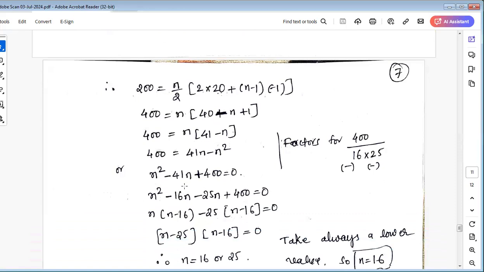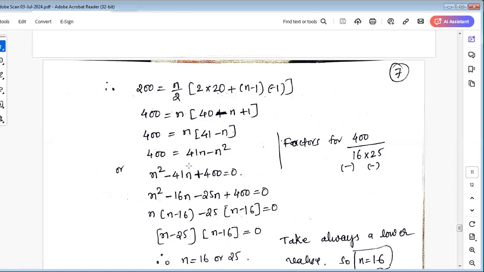So this is a quadratic equation having C value 400, and for that 400 we have to determine the factors. The suitable factors for this 400 are 16 into 25, because the sum of these two gives the middle term 41. So these are the suitable ones. So write the factors in the equation.